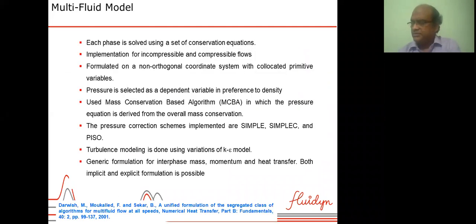So coming to the next model, in the previous two methods, that is the volume of fluid and homogeneous equilibrium model, we are solving only a single momentum equation, and the relative motion of the phases is modeled through what is called a drift flux model. And the most general method is to solve all the momentum equations and all the governing equations separately for all the different phases. You can find more details about this model and its implementation, if somebody is interested in developing such models, in a paper by Darvish, Mukalat, and Shekhar. It describes in detail how these methods can be used for flows of all speeds.